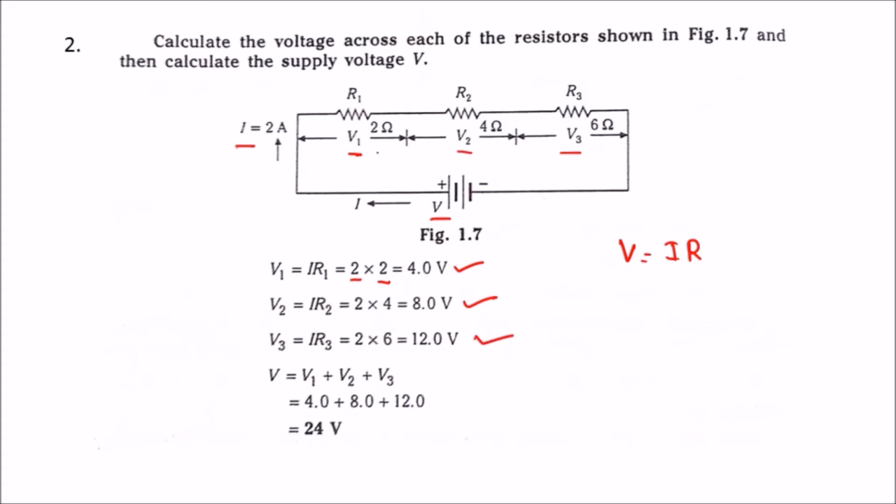So we got the values of V1, V2 and V3. The addition of all the 3 voltages is equal to the supply voltage. If we add all the 3, we get 24 volts, which is the supply voltage.